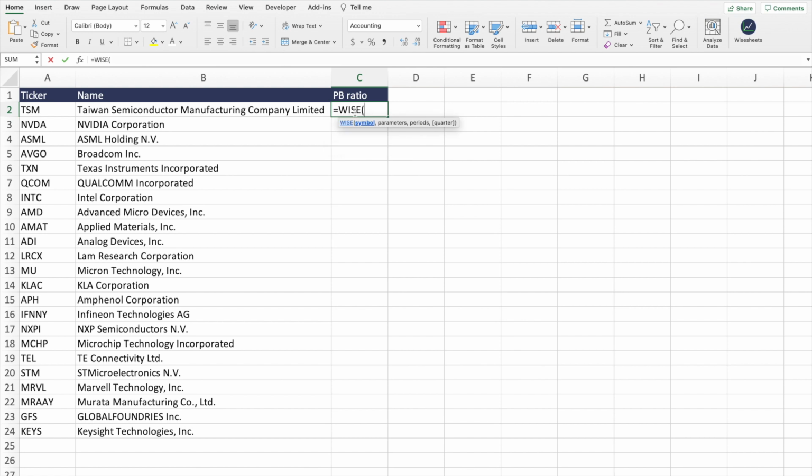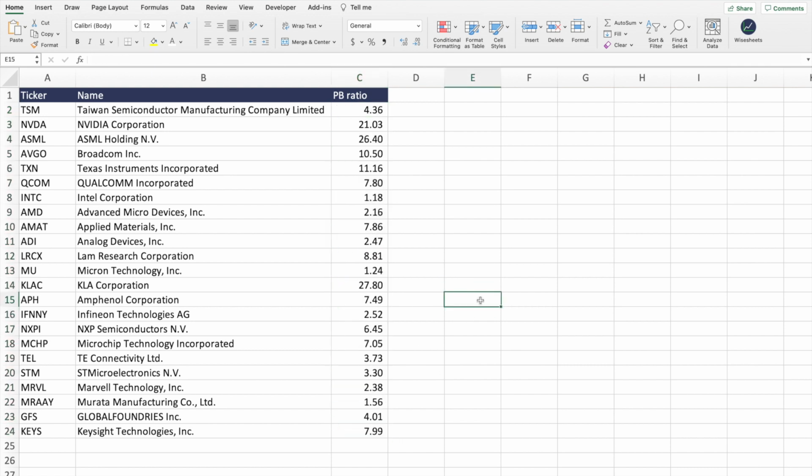So in this case, I'm gonna use the WISE function. Here's the symbol, parameters. I'm gonna lock this in so I can simply drag the function across. And I'm gonna use TTM as a period. This is gonna take the latest price and the latest book value per share. So I enter the formula, now drag it down for all these different companies. And here we go. Now we have the answer.